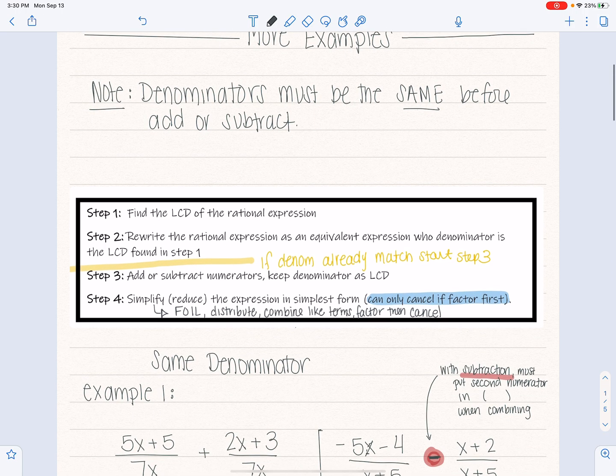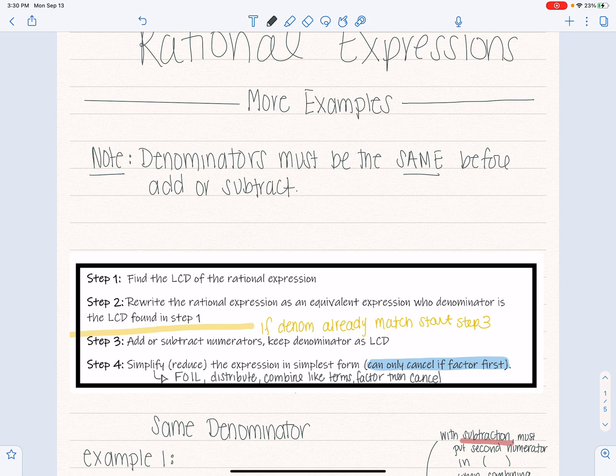I did put the steps up here, but just a reminder, denominators must be the same before you can add or subtract any fractions. And then there you can see the steps. Those are straight out of our notes.